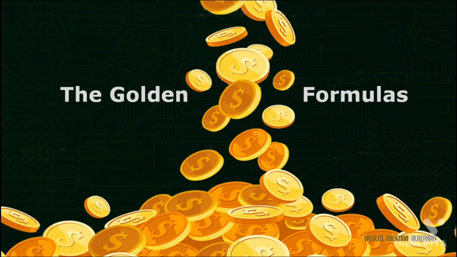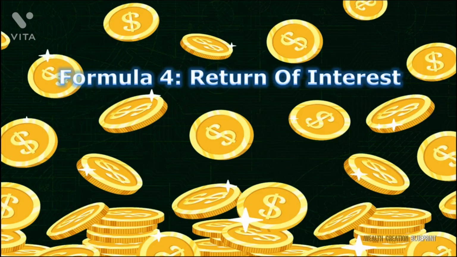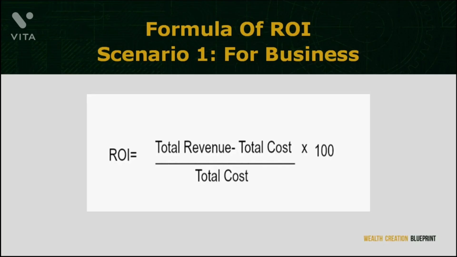That's ROI, your return on investment, if you're going to invest a lump sum of money into the business, and whether you're getting your return. Formula 4, Return on Investment, ROI. Formula for ROI. Scenario 1, for business. The business itself is already an investment. To confirm whether the business you're about to invest in is making money, maintaining a positive cash flow, you'll need to find out the ROI of that particular business for a period of at least 2 to 5 years.